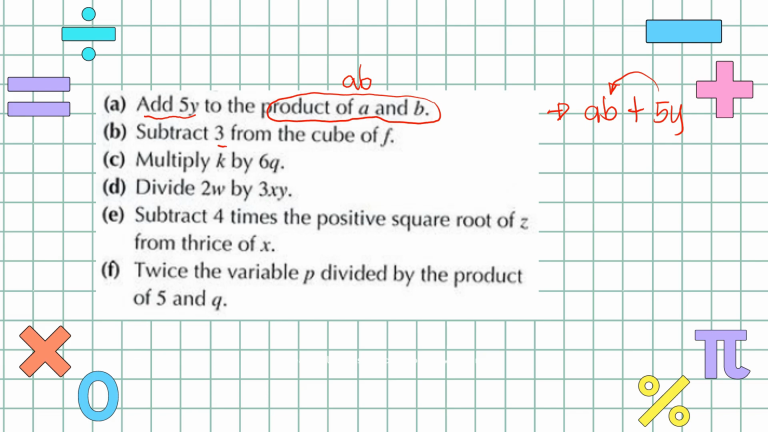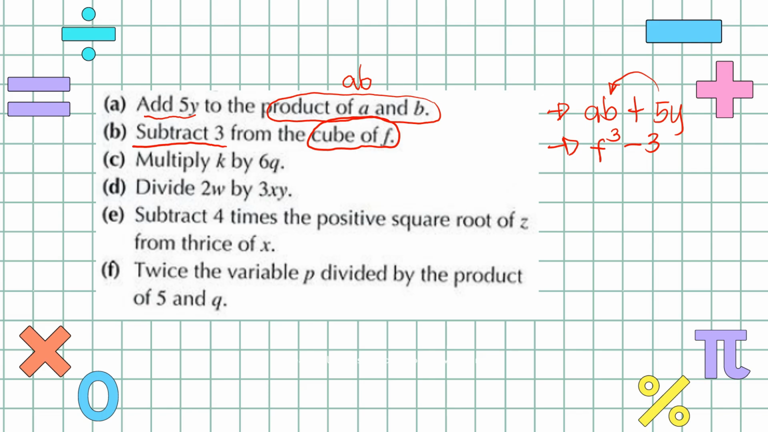Moving to letter B, subtract 3 from the cube of f. So we will be subtracting 3 from whatever the cube of f is. And we express the cube of f as f raised to 3. And from this, according to the statement, we subtract 3.